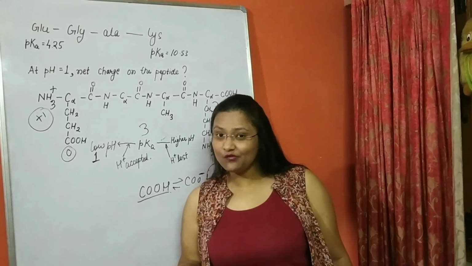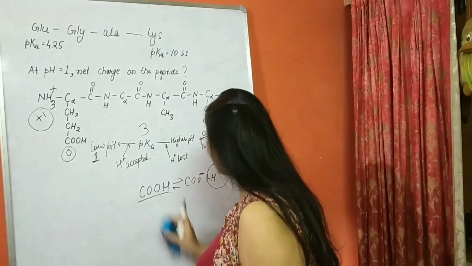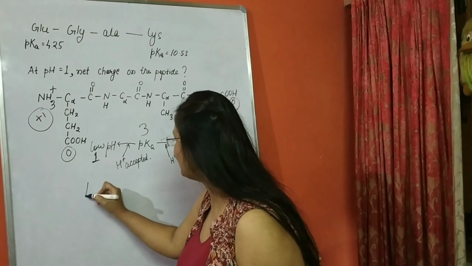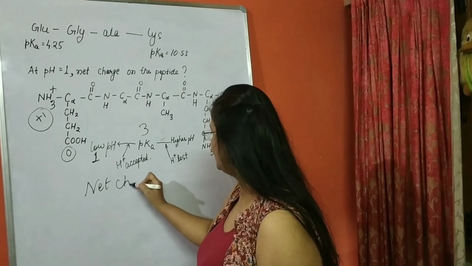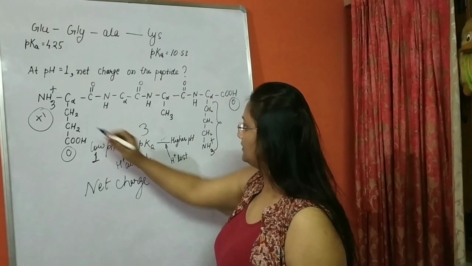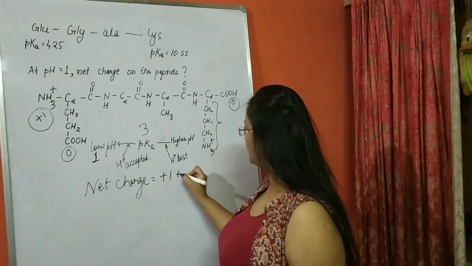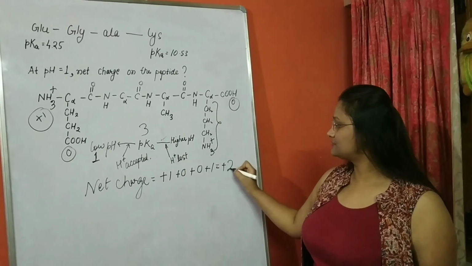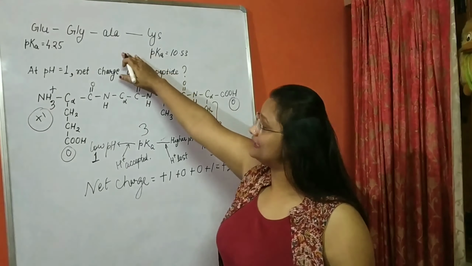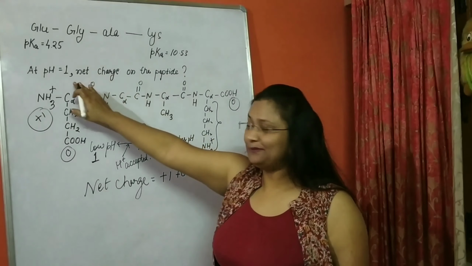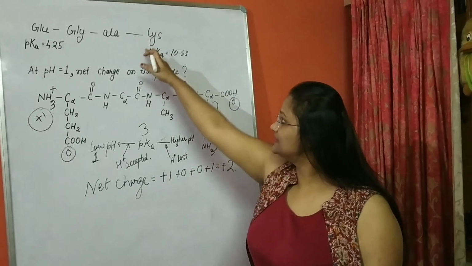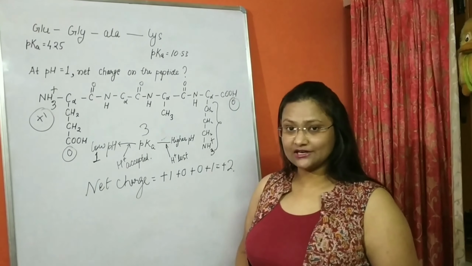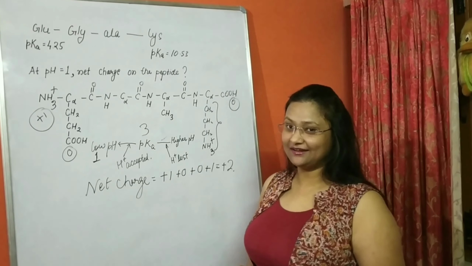Now, since we want to calculate the net charge, it's time to apply simple maths. The net charge will be plus 1 plus 0 plus 0 plus 1, which is plus 2. So if we keep this peptide at pH equal to 1, then the net charge on this peptide will be plus 2. That's how we can find out the net charge on a peptide very easily.